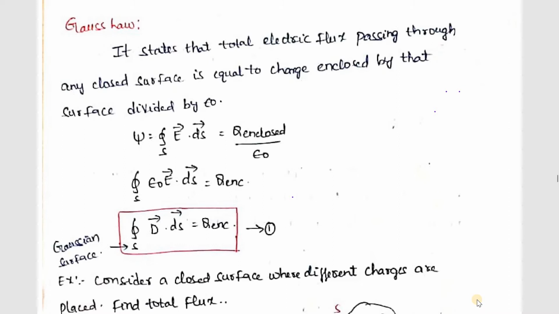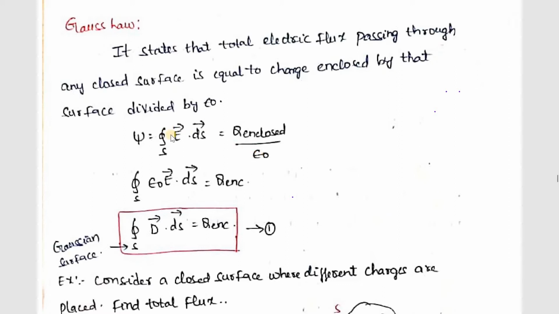So, Gauss law states that the total electric flux passing through any closed surface is equal to the charge enclosed by that surface divided by epsilon naught. The total electric flux is denoted as phi, which is equal to the integration of E dot ds. This is the total electric flux passing through a closed surface, which is equal to the charge enclosed by that surface divided by epsilon naught.